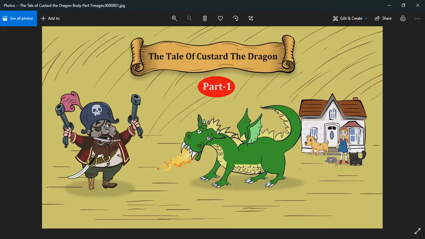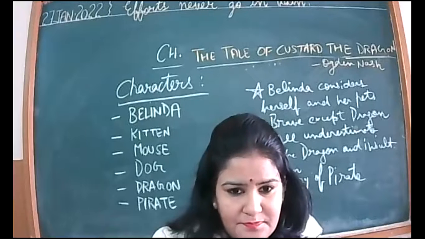Asli tabhi pata lagta kisi insaan ka. When there is a dire need, when who comes forward to help you. So this dragon comes forward to help, and see, he is going to show his real side. When in need, he's fighting with this pirate who has a cutlass in the mouth, guns in both hands. These fine handguns are there, and one leg wooden and one eye covered, and wearing this hat. So this is the appearance.